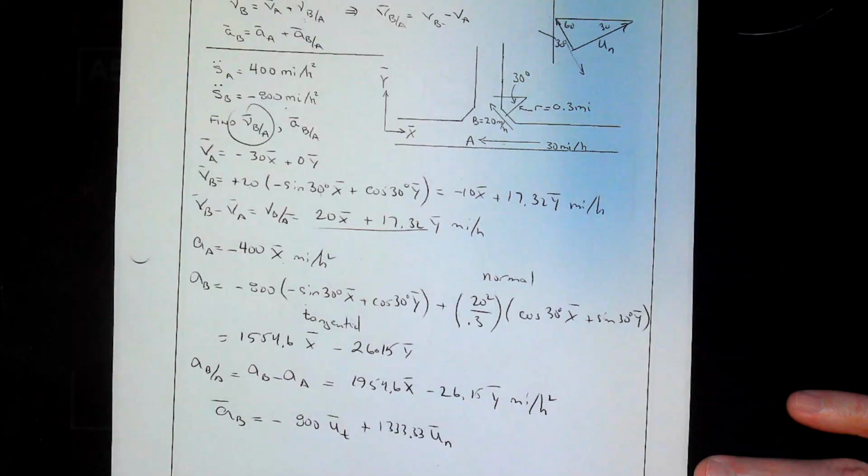On the other hand, if somebody simply said, tell me the acceleration of B, it would have been perfectly acceptable to say AB is simply minus 800 UT, plus 1333.33 UN, because UN points back. If people want more global fixed coordinates, then you have to make these in terms of x and y. To interact with A, we needed to go back to x and y.